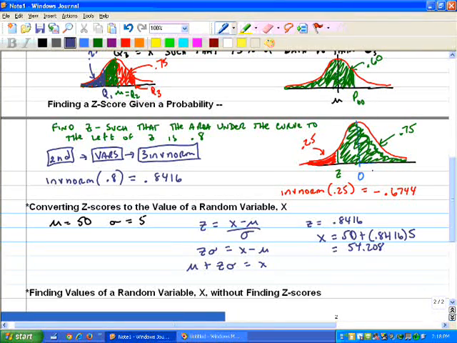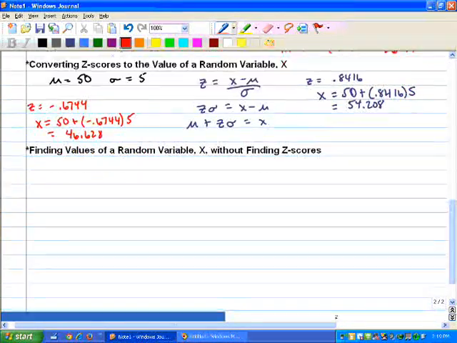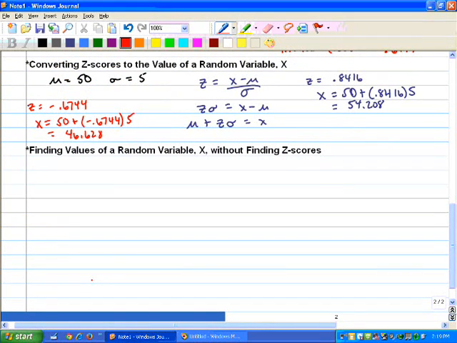In the second value, where we find the z-score negative 0.6744, we can say x is equal to our mean of 50 plus our z-score, negative 0.6744, times standard deviation of 5. And we see that this x value is 46.628. Your calculator can also, using this inverse norm function, find the value of a random variable x without first finding z-scores.